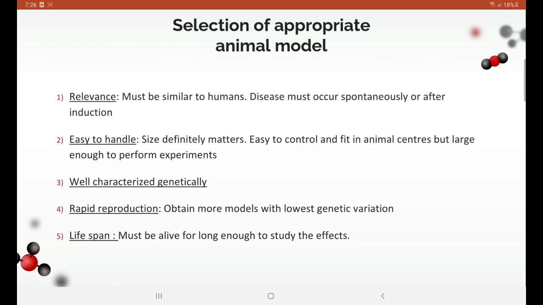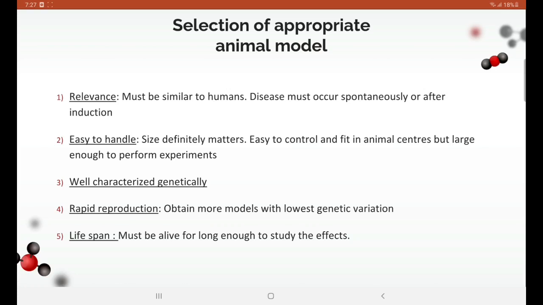Next is level of ease while handling. Animals smaller in size are easier to handle, and that's why most of the animal models are small in size. They can be easily held, experimented on, and controlled. Also, large animals require larger finance, more maintenance, and more storage. Hence, they must be small enough to handle. But at the same time, they must be large enough to perform multiple biopsies at the same time. So size is of utmost importance. They shouldn't be too small nor too large.